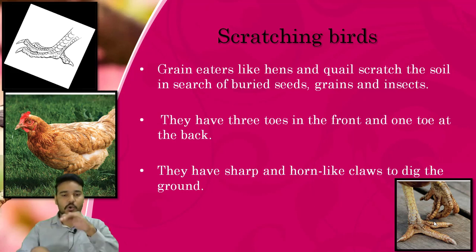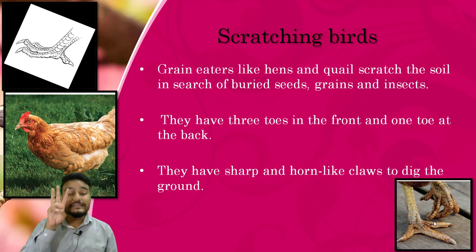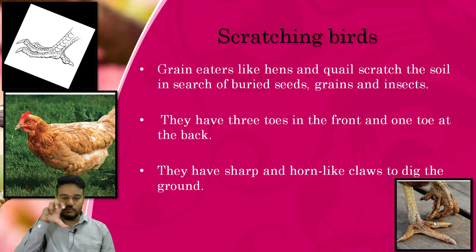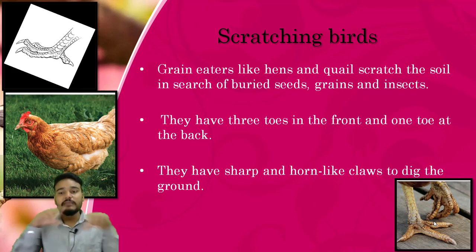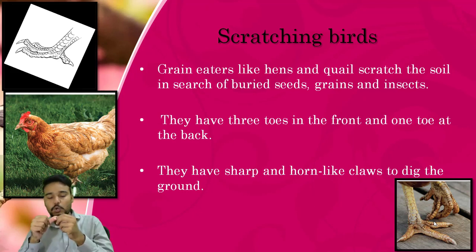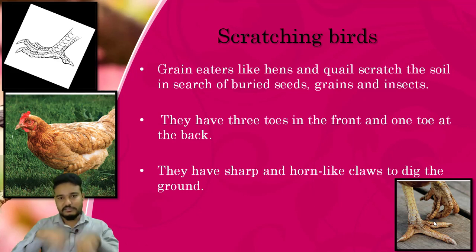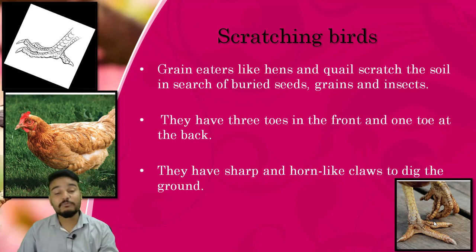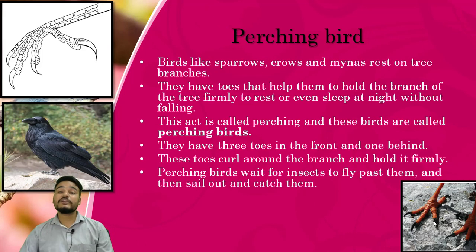So they need strong, okay, strong toes they need. So they have 3 toes at the front. उनमें क्या होता है, 3 toes at the front and 1 is at the back, and those help them to dig, and their claws are sharp because dig करने के लिए तो sharp होना ही चाहिए. So their claws are sharp which helps them digging. So this is about scratching birds. Understood? Now next one is perching birds.